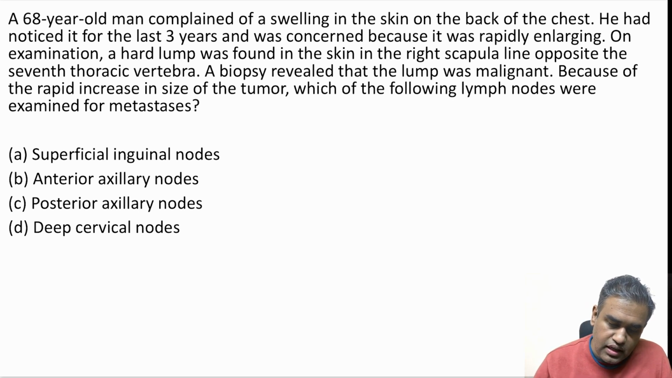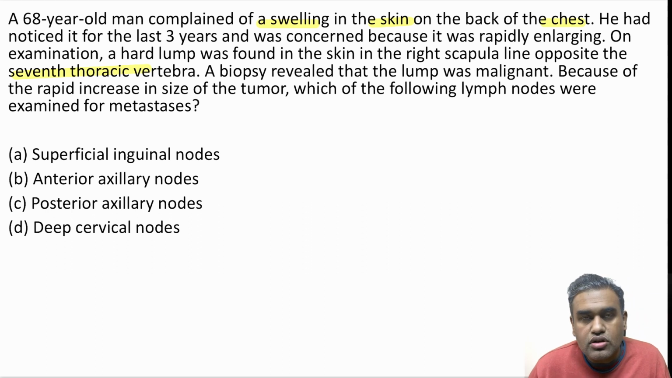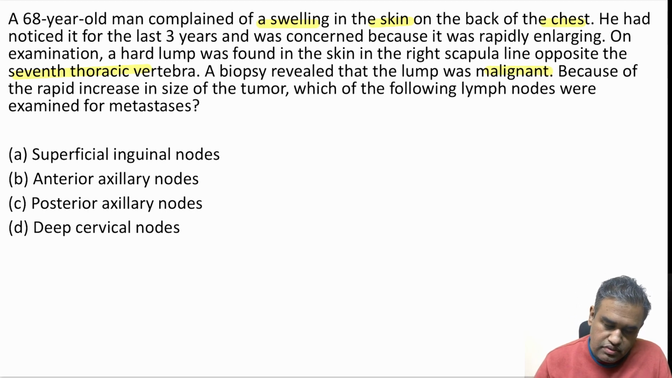A 68-year-old complains of swelling in the skin of the back of the chest. He had noticed it for the last 3 years and was concerned because it was rapidly enlarging. On examination, a hard lump was found in the skin of the right scapular line, opposite the 7th thoracic vertebra, T7, posteriorly. A biopsy revealed that the lump was malignant, because of the rapid increase in the size of the tumor. Which of the following lymph nodes were examined for metastasis?